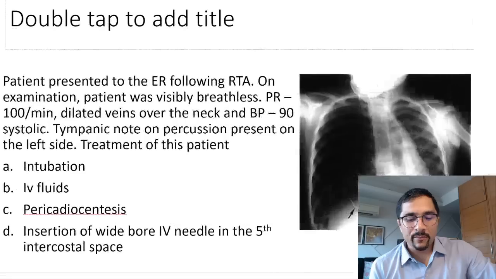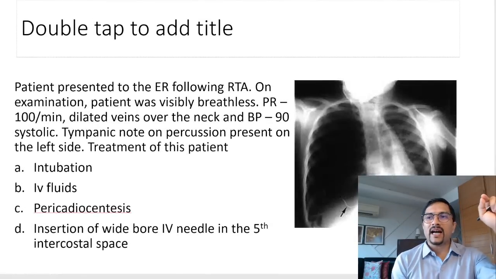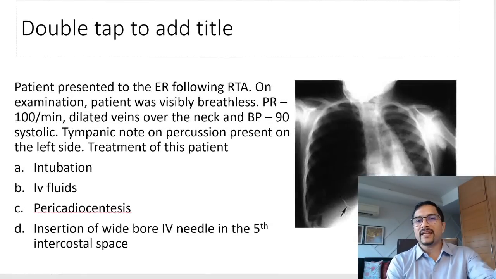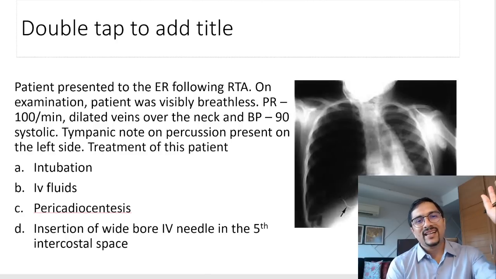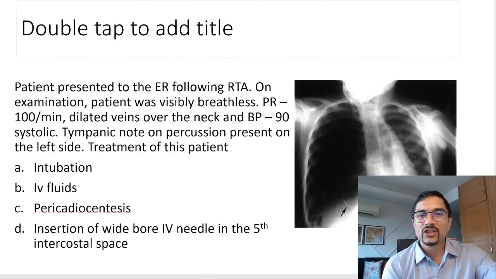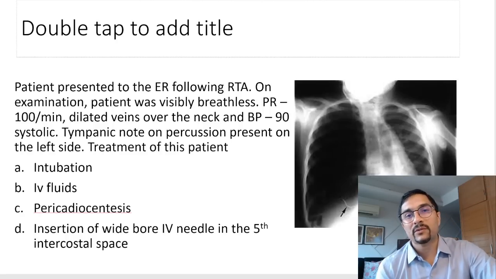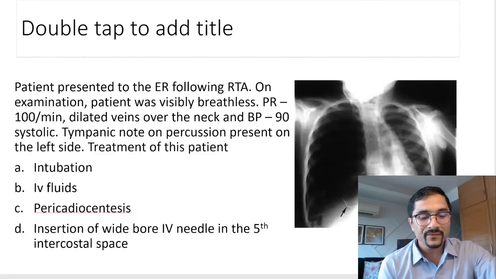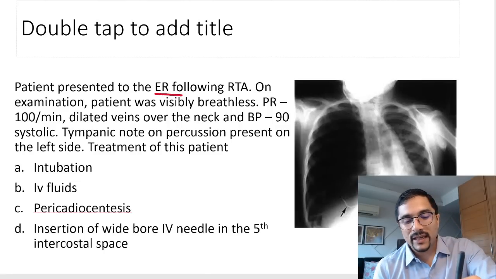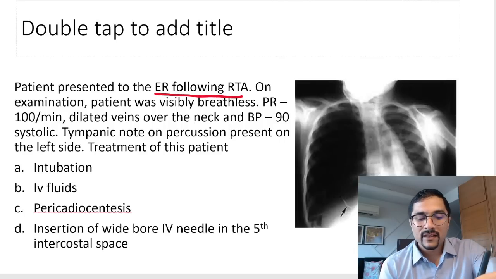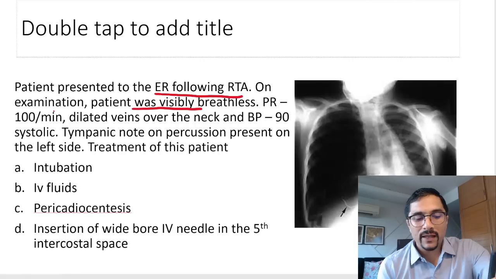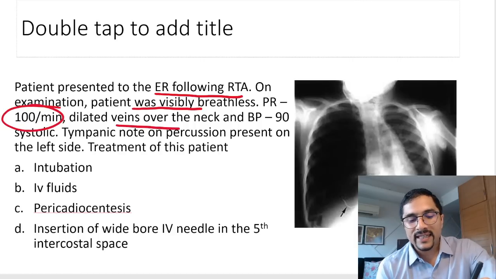Again, a very important question which is invariably asked. They either ask cardiac tamponade or tension pneumothorax. Mostly in the FMG exam they ask tension pneumothorax, and they've started asking questions regarding chest tubes also now. Patient presents to the emergency room with a road traffic accident. Patient is visibly breathless. Pulse rate is 100. There are dilated veins over the neck.